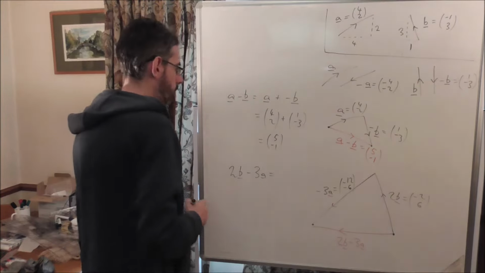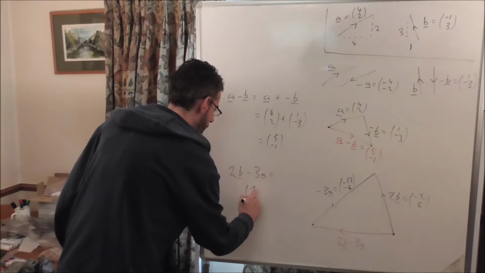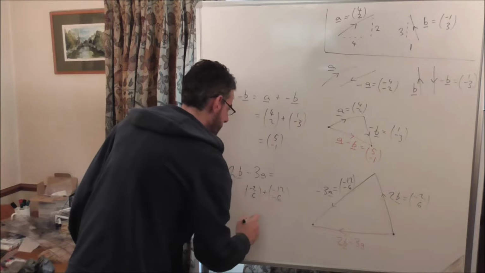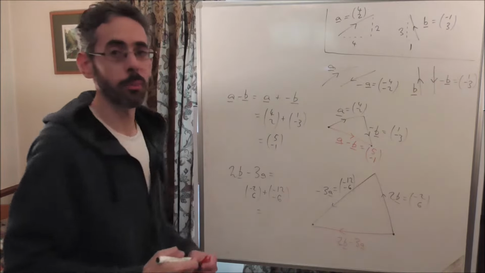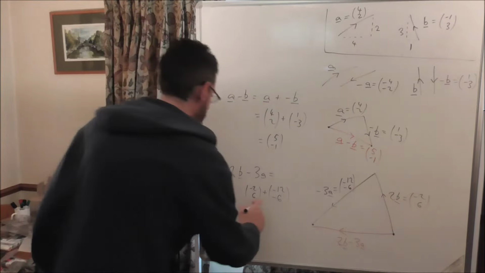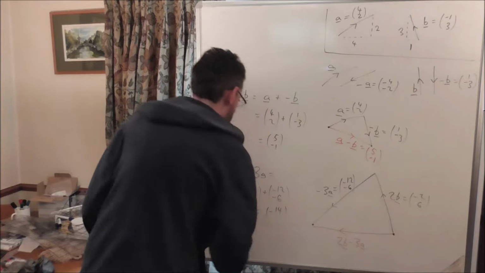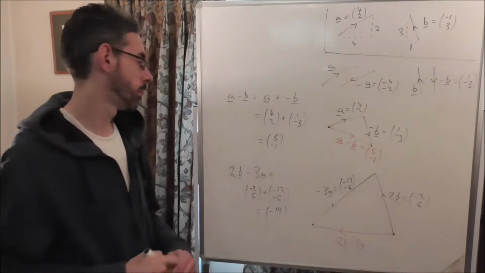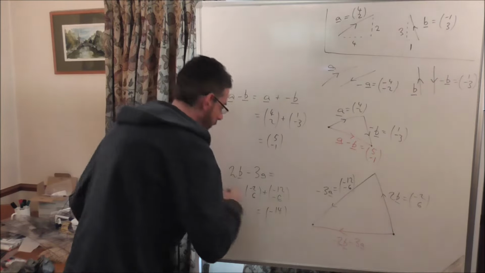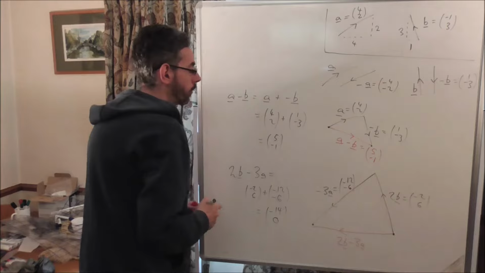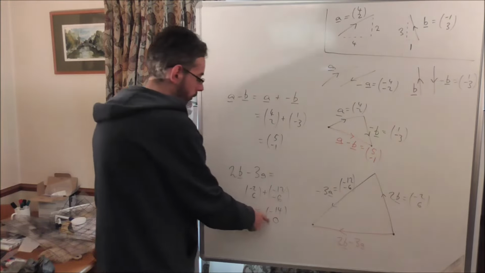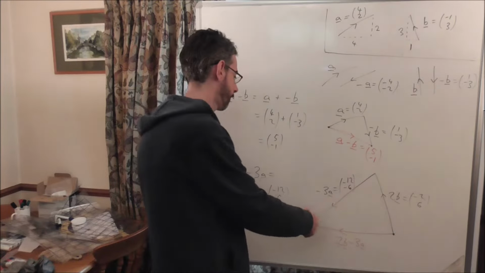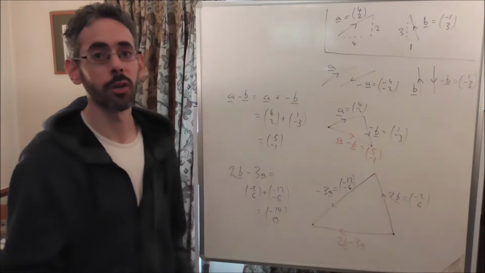So we've got to add those two vectors together to work out 2B minus 3A, to work out the overall journey. So let's just do that. So minus 2 plus minus 12 is minus 14. So we went 2 left and then 12 left, so that's 14 left overall. And then 6 plus minus 6 is 0. So we went 6 up and then 6 down, so that's 0 up or down overall. So the overall journey of doing 2B and then minus 3A is 14 left, 0 up or down.